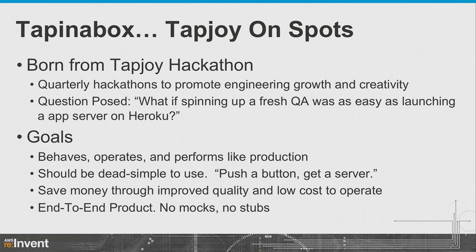instances? So basically create a simulated environment that actually behaved, operated, and performed like production, and was as simple as pushing a button and you would get a server. Not only that, but we were able to save money through improved quality because we weren't breaking stuff as frequently. It was also really cheap to operate, more or less close to free, especially when you're talking about spots. So we really wanted an end-to-end product, no mocks, no stubs. We wanted it to be just like production.